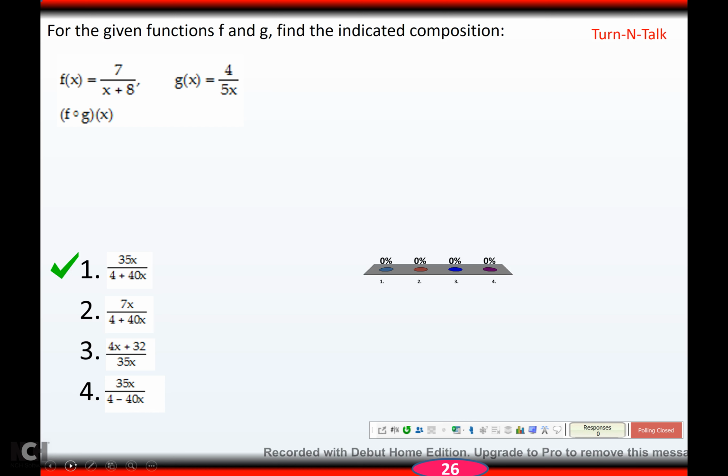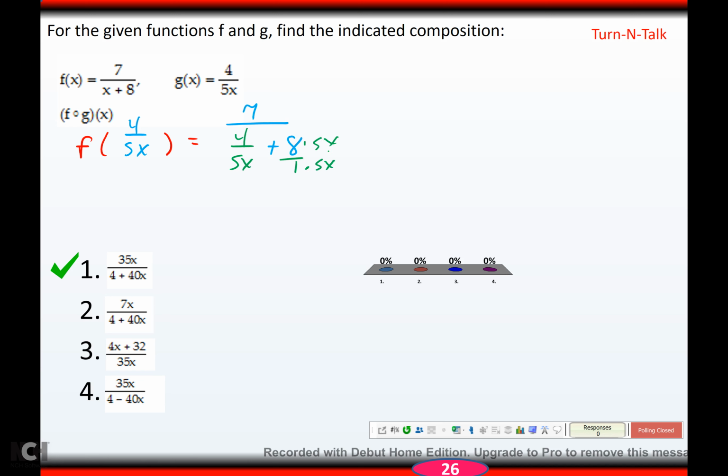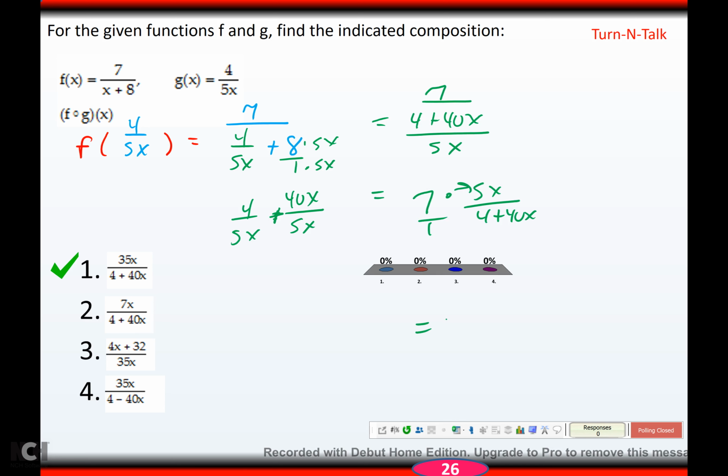And hopefully you got 35x over 4 plus 40x. Alright, f of g of x really means find f of the g function. The g function is 4 over 5x. The f function says 7 over whatever you brought plus 8. And I brought 4 over 5x. So I've got to get a common denominator, which is going to be 5x, which makes this 40x over 5x plus 4 over 5x. That's going to give me 7 over 4 plus 40x over 5x. So now I'm going to keep, change, flip, multiply the tops, I get 35x over, keep the bottom, 4 plus 40x. That would be f of g of x.